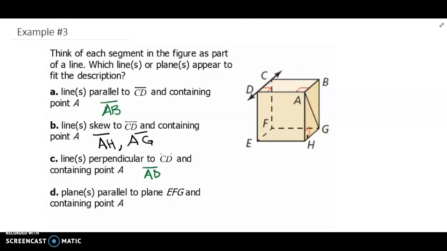Okay, last but not least, part D. It says a plane that's parallel to plane EFG. So EFG would be this plane right here. So it's parallel to this plane, and it contains point A. Guys, wouldn't that be this plane right here? So I could say plane, and there are several ways you can name this. I'm just going to say plane ABC.